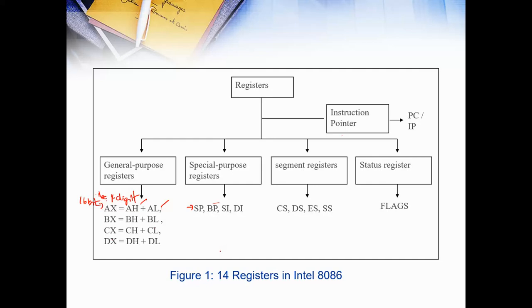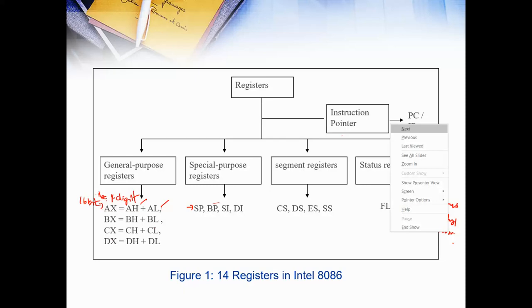So there are 2 kinds of flag. One is the status and control flag. Okay, so flag ni dia ada 2 jenis. Satu untuk status flag, satu lagi control flag. Control flag ni nanti you akan belajar at the end of the topic of assembly language instruction lah.